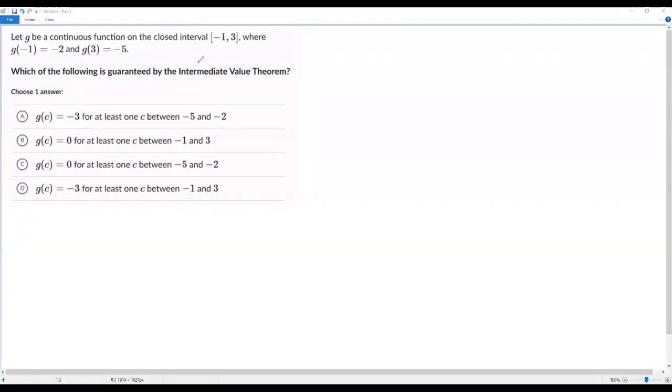Here we have an AP Calculus AB problem. Okay, let's go with the information. Let g be a continuous function on the closed interval [-1, 3], where g(-1) equals -2 and g(3) equals -5. Which of the following is guaranteed by the Intermediate Value Theorem?